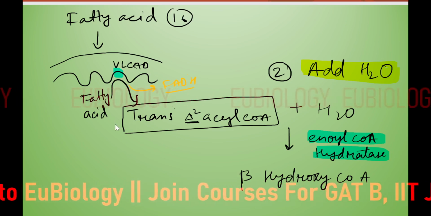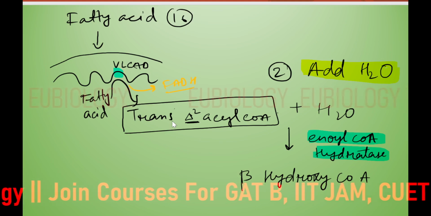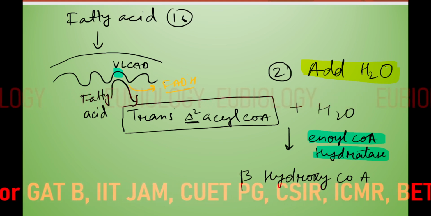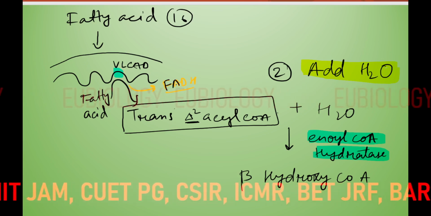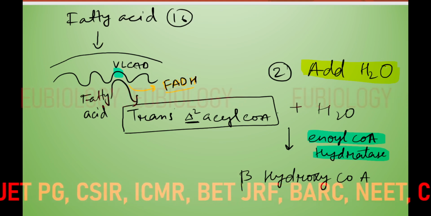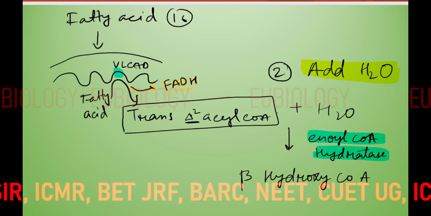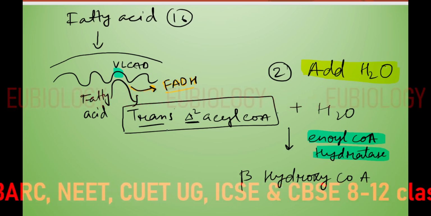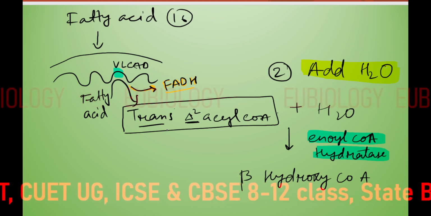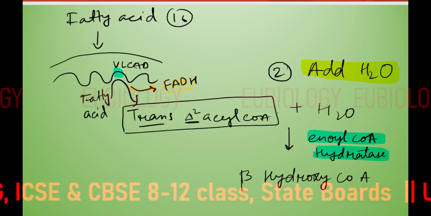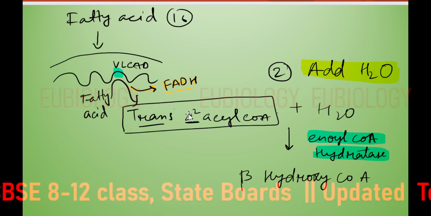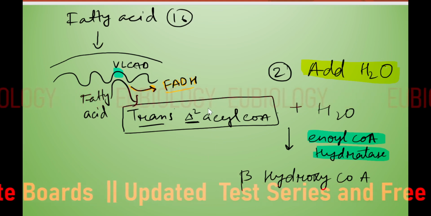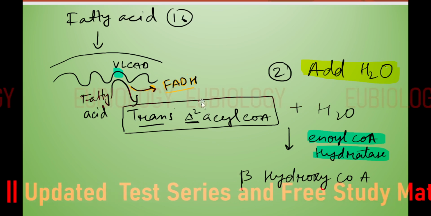So this is a trans double bond. Here I have to write it in a different color. This is FADH2. Trans means there will be cis and trans forms. So here you will get the double bond in the trans form, and it will form trans-2-acyl coenzyme A. This structure represents the second carbon; there is a double bond at the second carbon.